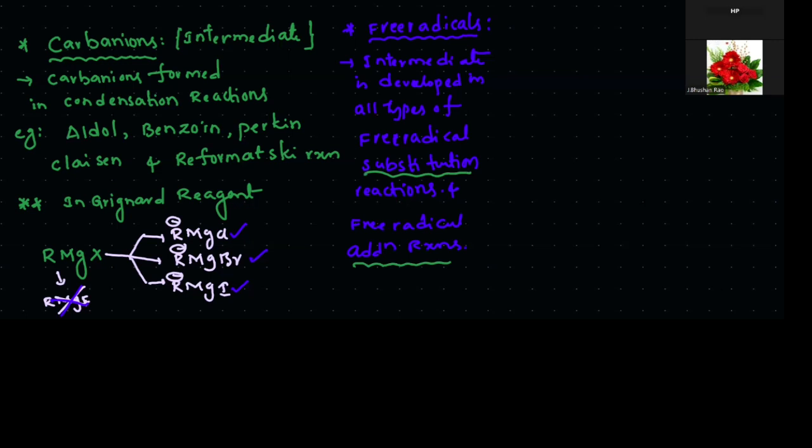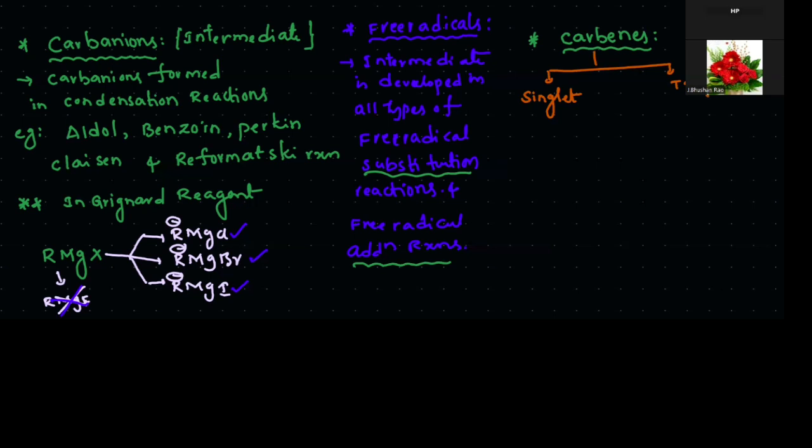Next, the fourth intermediate, carbenes. Carbenes is the fourth type of intermediate. In this, majorly, there exist in nature two types of carbenes. One is singlet, another one is triplet. Singlet carbene and triplet carbene.